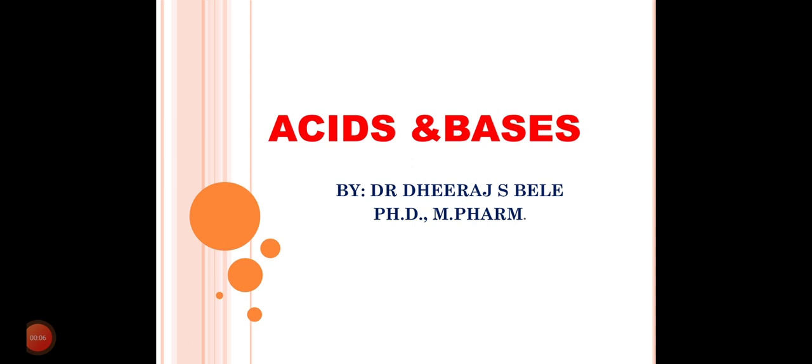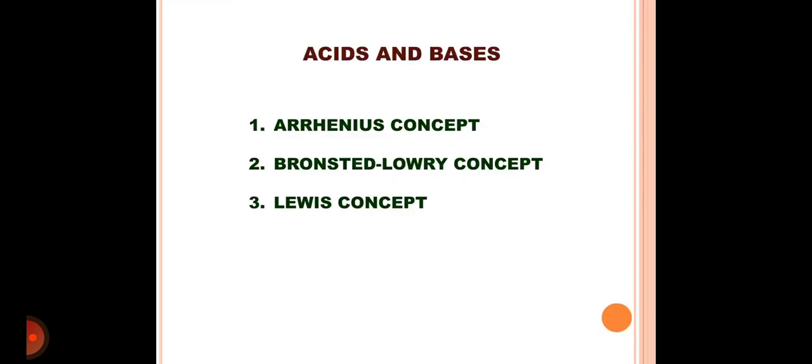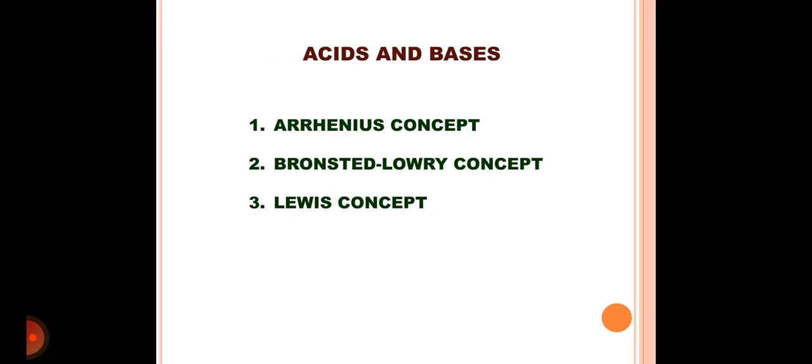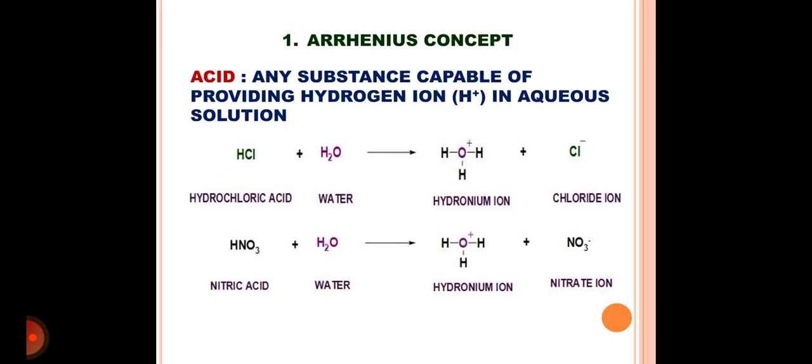This is included in the syllabus of first semester inorganic chemistry of B Pharmacy. So let's go for the concepts of acids and bases. The first concept is Arrhenius concept. Second is Bronsted and Lowry concept, while the third one is the Lewis concept. So let's go for the first concept, which is called the Arrhenius concept.